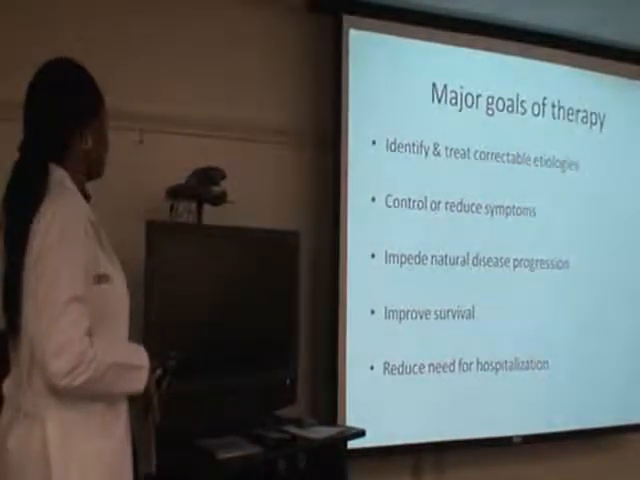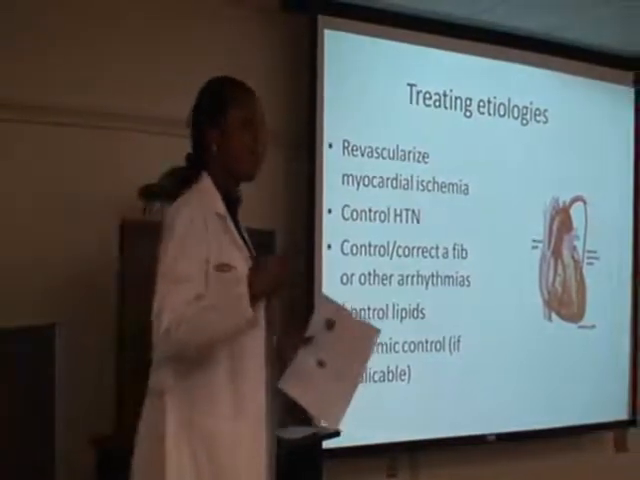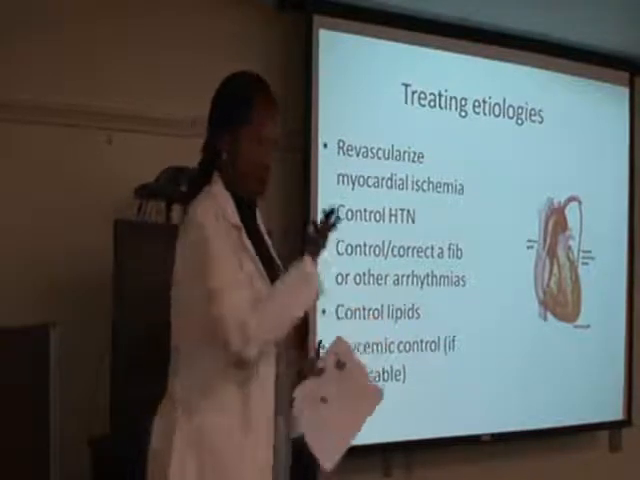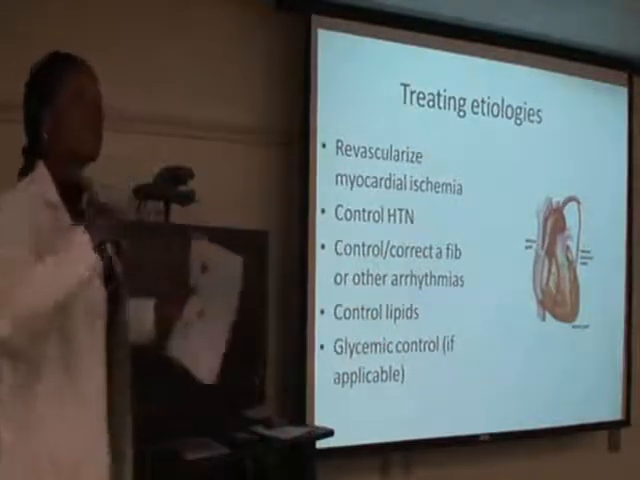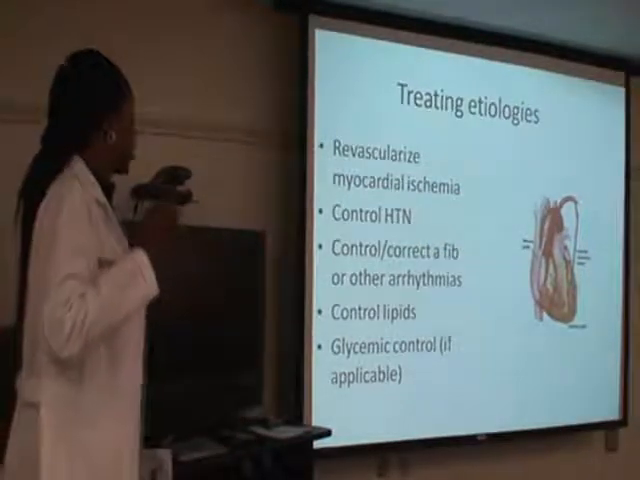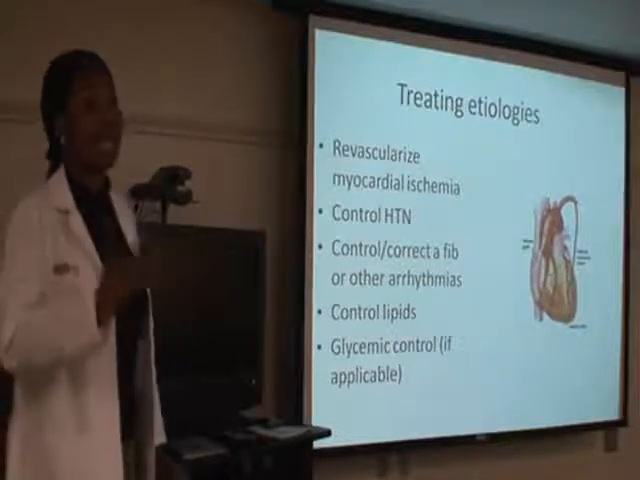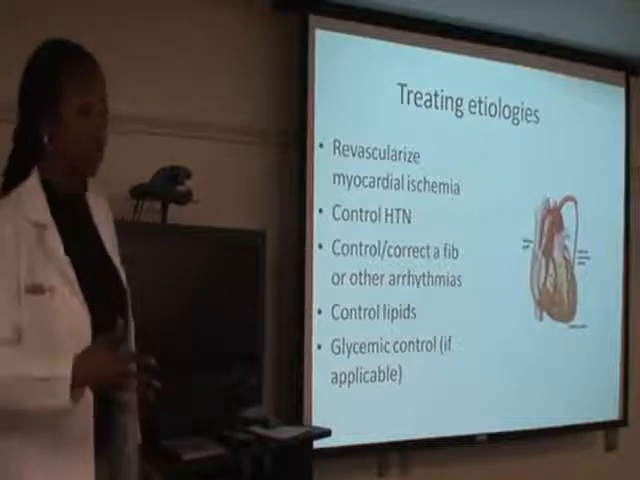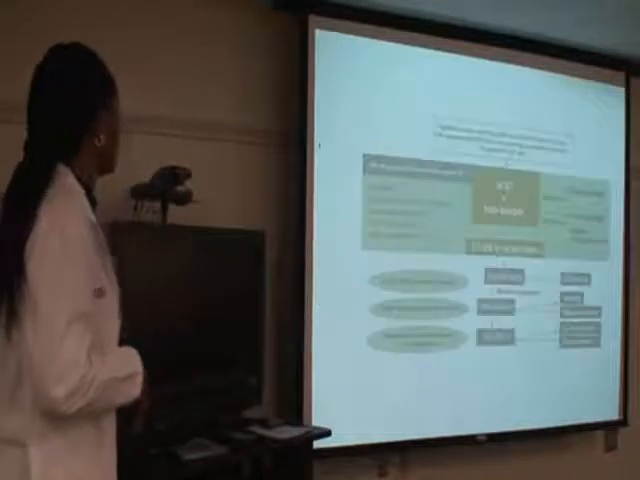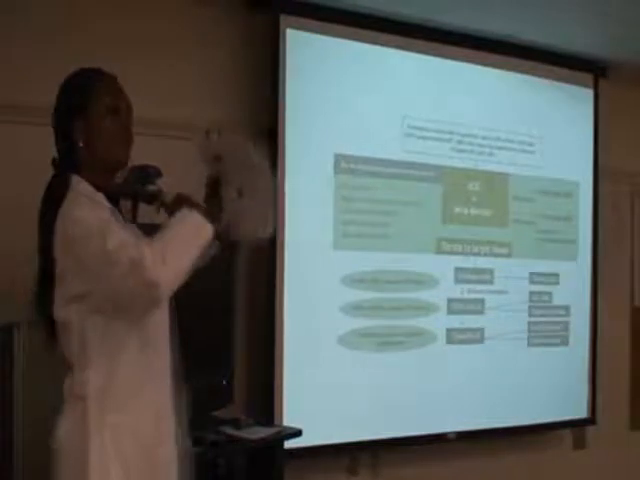Okay? So in terms of treating the etiology, if you find out the patient has coronary artery disease, you want to revascularize that patient either by stenting or by bypass surgery. If it's because of uncontrolled hypertension, you want to control the blood pressure. If it's because of AFib, with AFib and heart failure, you really want to try to maintain sinus rhythm as much as you can. If you can't, then you want adequate rate control. You want to control their lipids. If they have diabetes, you want to control their sugar. Okay. So this is kind of like a general overview of how you want to treat the congestive heart failure patient.